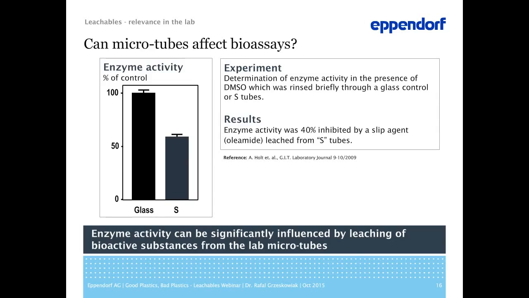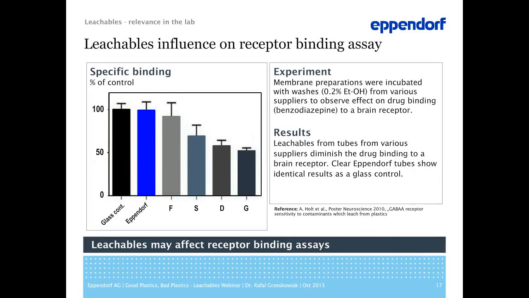This effect was, however, very unstable and upon closer investigation appeared to be basically related to the tubes he had in his lab, or more specifically a slip agent being released into his samples, namely oleamide. And as you might imagine, he was very much frustrated, and it was actually the very reason he started seriously investigating leachables and their relevance on bioassays. So the conclusion here, it's a specific example: enzyme activity can be significantly influenced by leaching of bioactive substances from the lab microtubes. Let's continue.